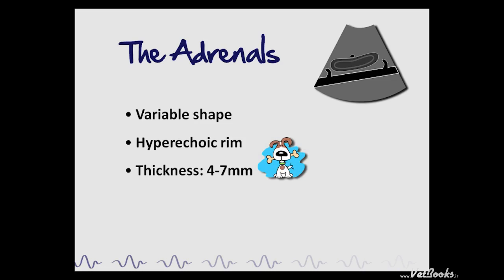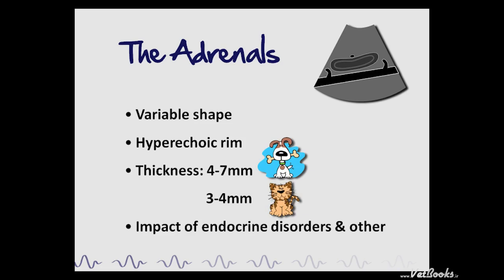Measurement of its dorsal-ventral thickness is most representative of its size. Normal adrenal glands vary between 4 and 7 mm in dogs and between 3 and 4 mm in cats. The impact of the different types of endocrine and other disorders on the adrenals must be understood when examining these glands and interpreting their size.